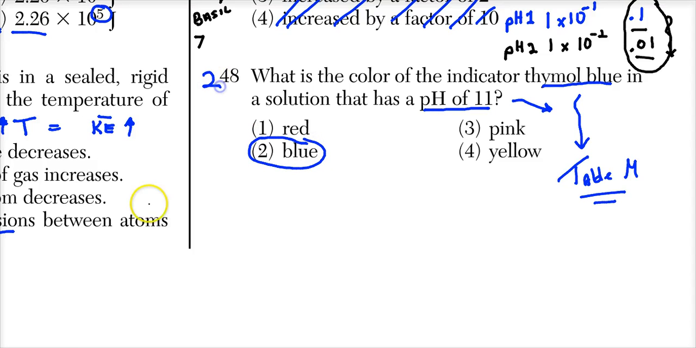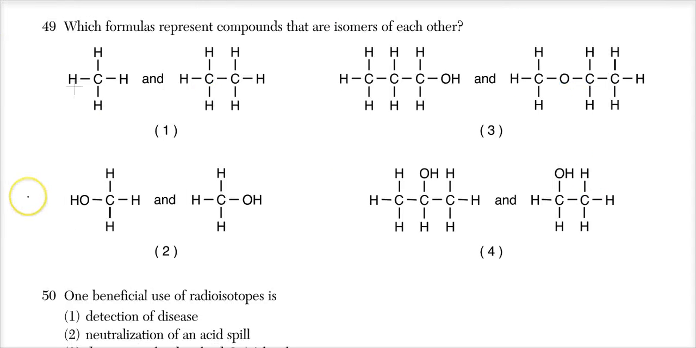Number 49, more organic chemistry. Which formulas represent compounds that are isomers? Iso means same. That means the same chemical formula, but different structure. Structure is king. So I can get rid of choice 1. This is CH4, and this is C2H6. These guys have different chemical formulas. They have to have the same number of stuff, but a different structure.